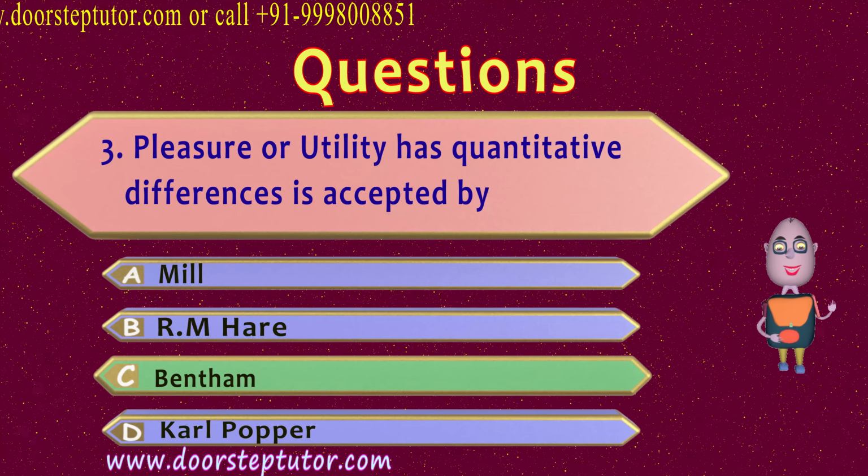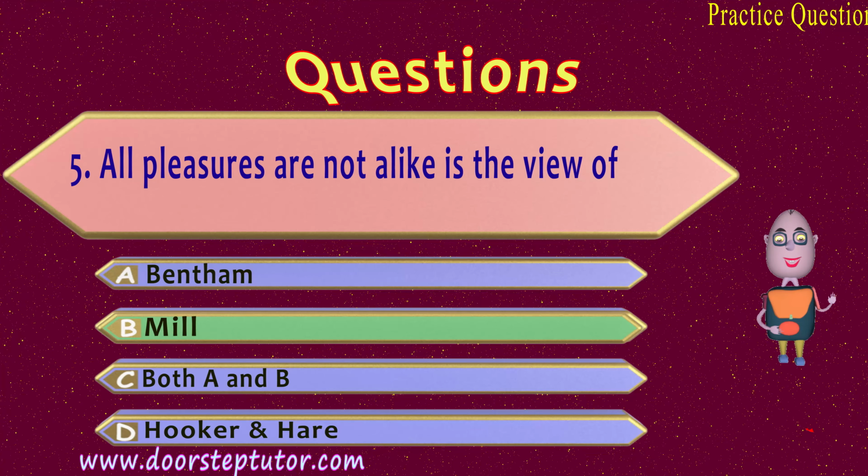Question 5. All pleasures are not alike is the view of. The correct answer is John Stuart Mill. All pleasures are not alike is the view of Mill, which comes under refined or qualitative utilitarianism. Mill believes that pleasure or utility has qualitative differences.